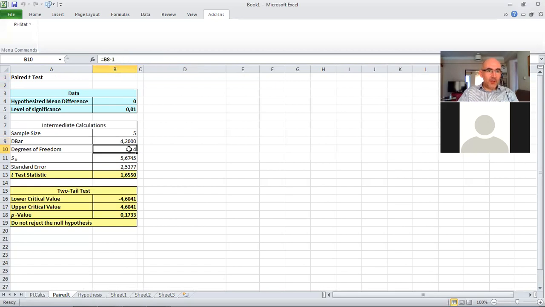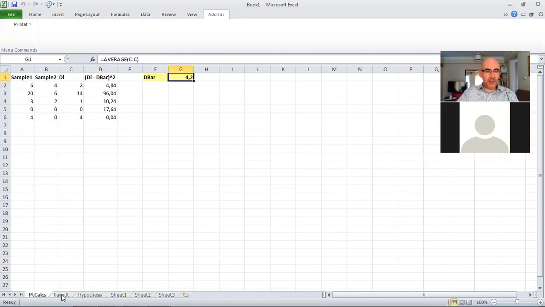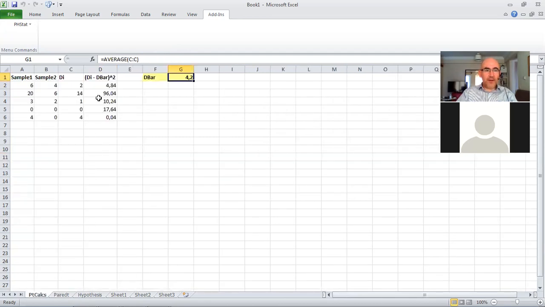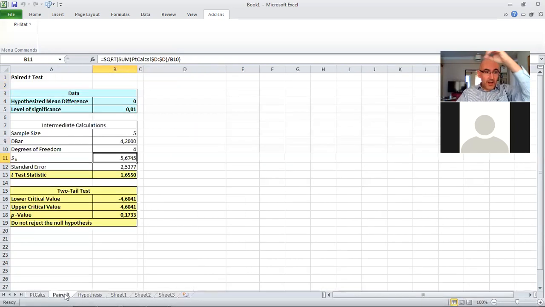And the degrees of freedom uses the sample size, which is again found by the count function, and PTCalcs is that calculation sheet. The standard error is the square root of the sum of the squares divided by B10, which is the degrees of freedom. Again, that is the D column of the PTCalcs, which is Di minus D bar squared. So we take the average of these difference values, subtract each difference from the average and square it. That calculates SD and the standard error.